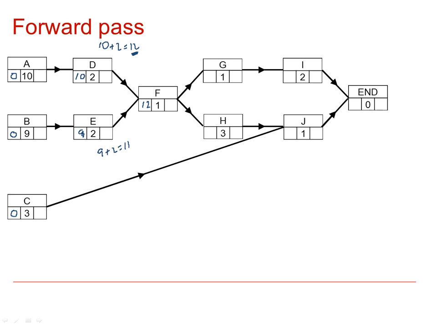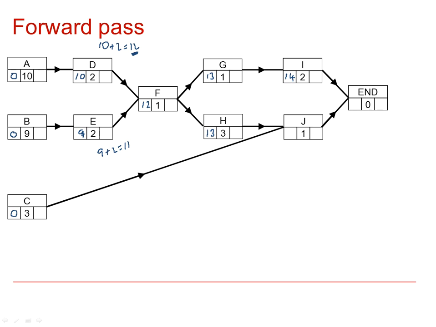Now for G and H there's only one arrow coming in, so we haven't got a great deal to think about really, just going from F. 12 plus 1 is 13, so that both G and H earliest start times are 13. Now looking at I, again only one arrow going into I, so that must be 13 plus 1 from G, giving you 14.